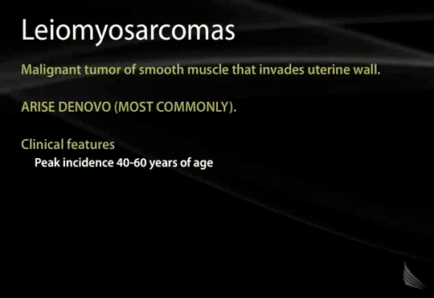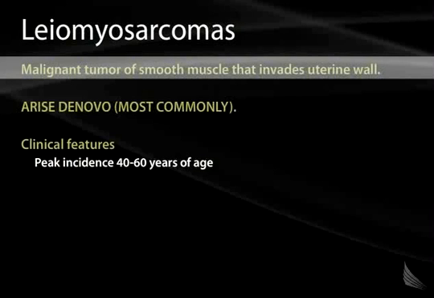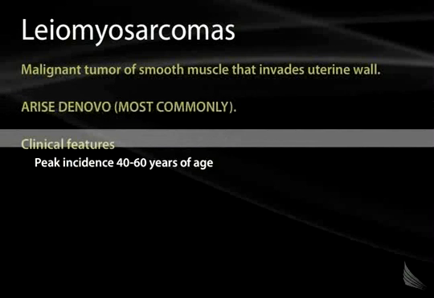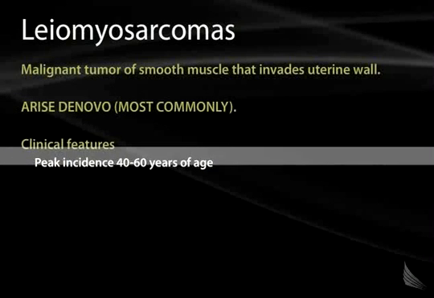Leiomyosarcomas, these are simply the malignant version of the leiomyoma. They are tumors of smooth muscle that invade into the uterine wall. Note that they usually arise de novo. That is, one rarely progresses from a leiomyoma to a leiomyosarcoma. They generally have a slightly later peak incidence than what one sees with leiomyomas, occurring in the age group somewhere between the ages of 40 to 60.